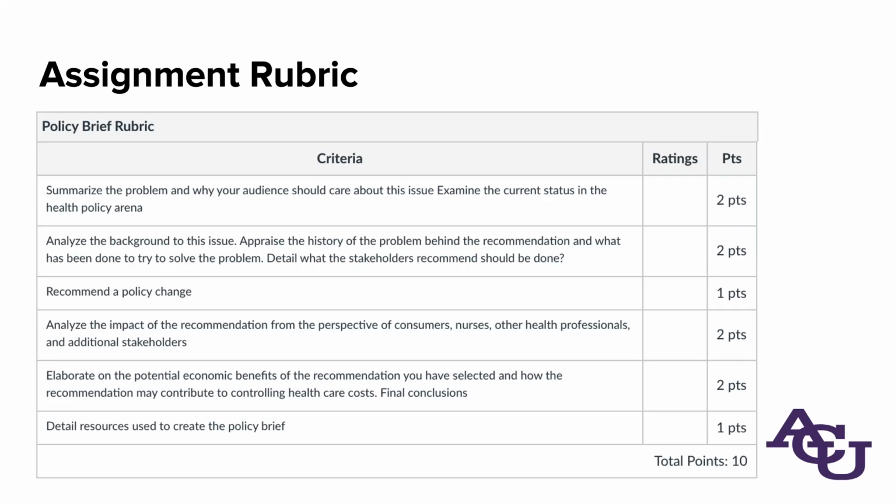You can also take this opening, summarize the problem and why your audience should care about this, examine the current status. That really does break down into 2 separate things. So, if you have a good substantial paragraph or 2 on each, then that will put you in the right ballpark.